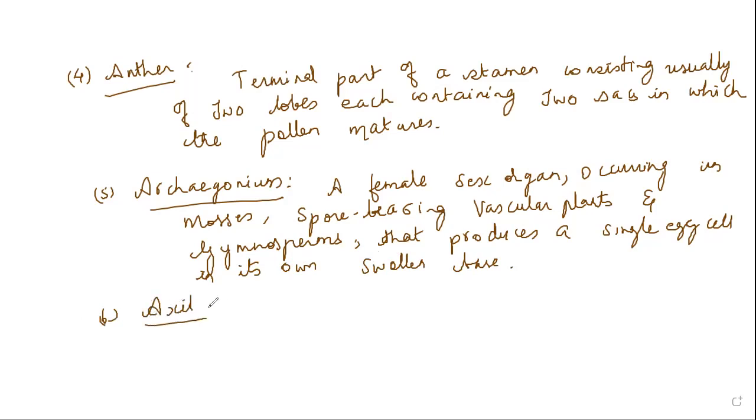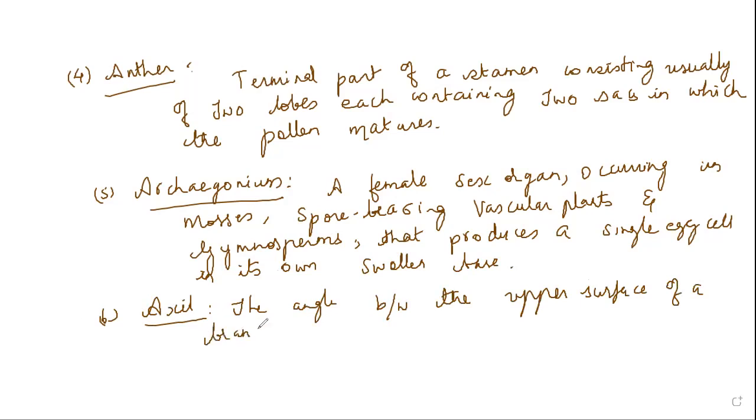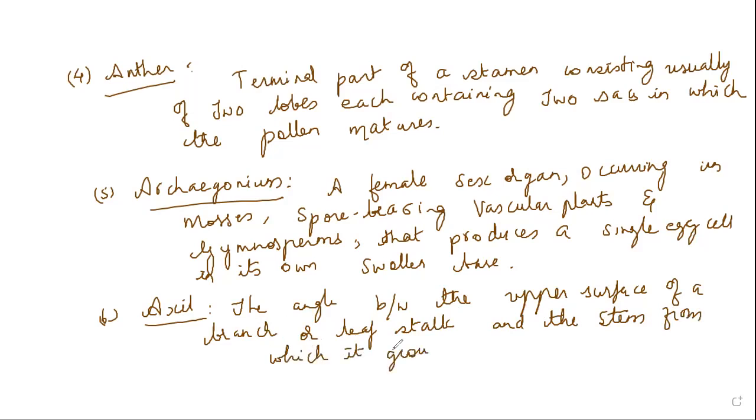This is Archegonia. The next one, axil. What is axil? It is the angle between the upper surface of a branch or a leaf stalk and the stem from which it grows. I repeat, it is the angle between the upper surface of a branch or leaf stalk and the stem from which it grows.